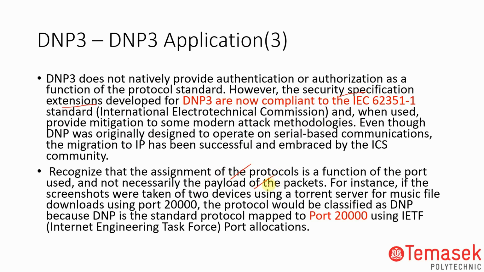So some devices, such as torrent, are also using 20,000. At the end of the day, the DMP standard is mapped to this particular port itself. So it may have a collision with some other protocol, right? When you use a sniffer and see 20,000, you will think it's DMP. It may be just a torrent machine running in the background.